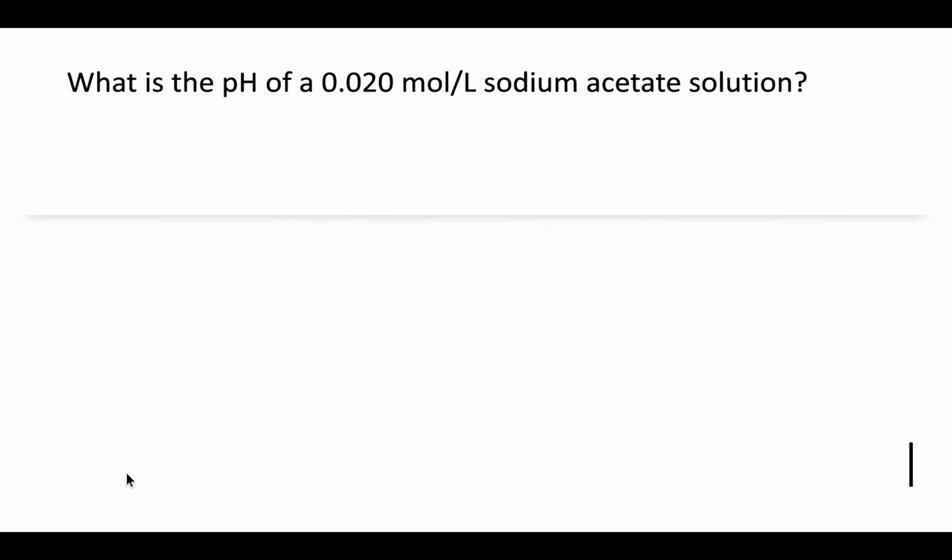Now looking at Kb, in this one there's a little bit more work. What is the pH of a 0.020 mole per liter sodium acetate solution? We want to recognize, when we break it apart into Na positive and acetate, CH3COO negative, that this part here is a weak base. We can tell that as well because it would be listed in the conjugate base column in your data booklet. When we set this one up, if it is a weak base, then we're dealing with Kb and not Ka.